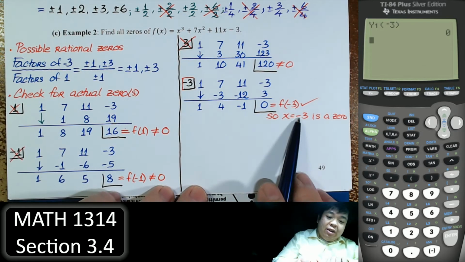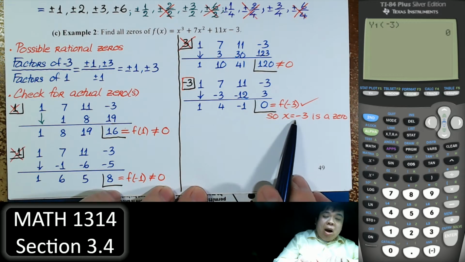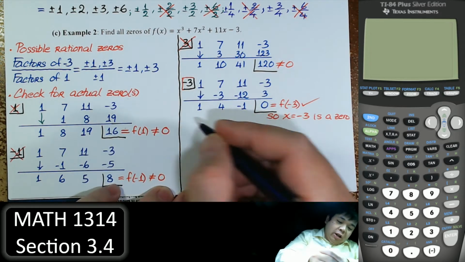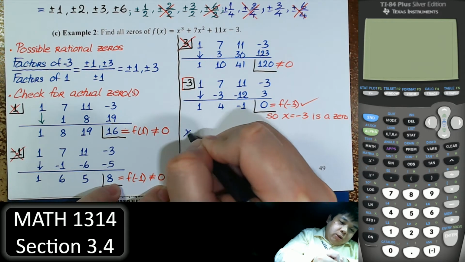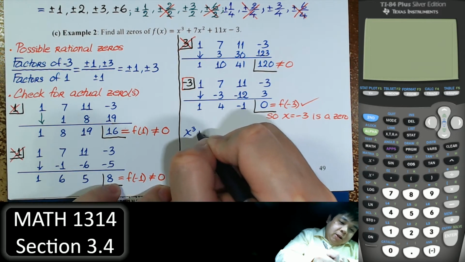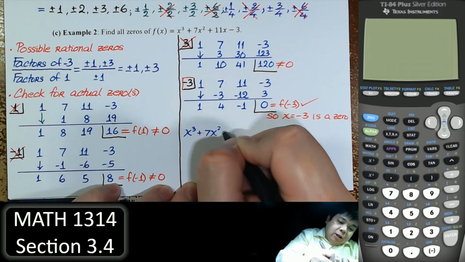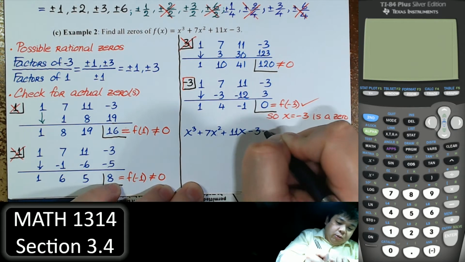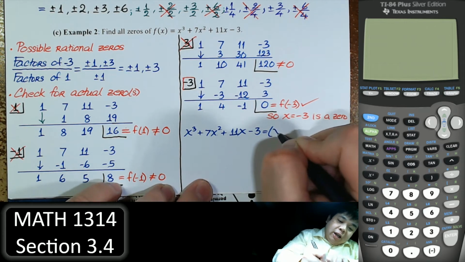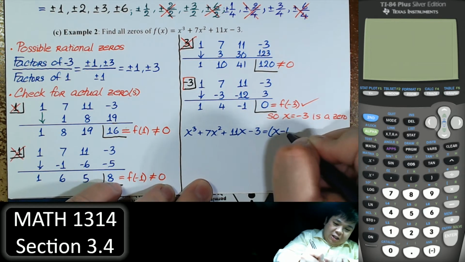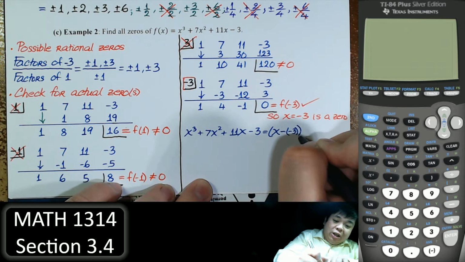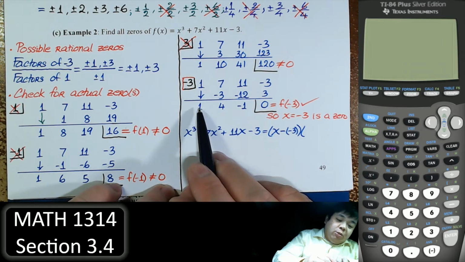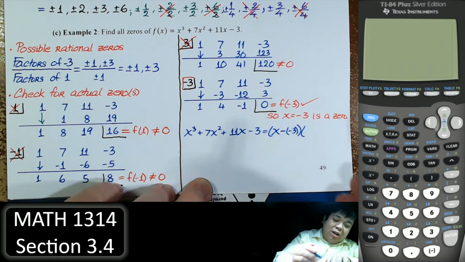Now, because if this is a zero, x minus negative 3 will be a factor. So in this polynomial, we can say x cubed plus 7x squared plus 11x minus 3 equals, the factor will be x minus negative 3, so x plus 3, and the other factor will be x squared plus 4x minus 1.